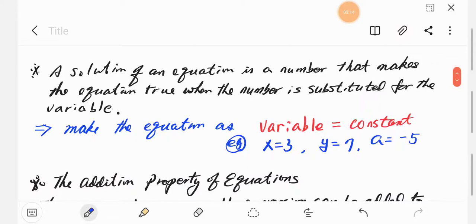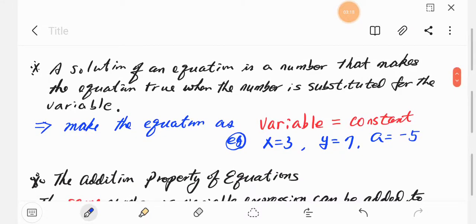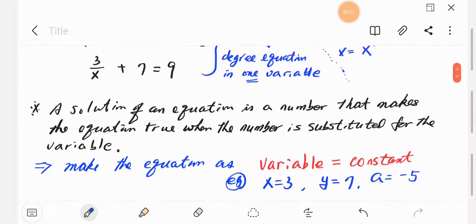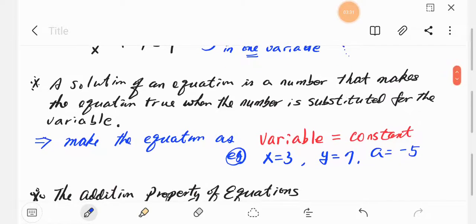Here is the definition of solution of an equation. The solution of an equation means a value of the variable x so that the equation will be true. If there's any number that makes the equation true, then that number is the solution of the equation.